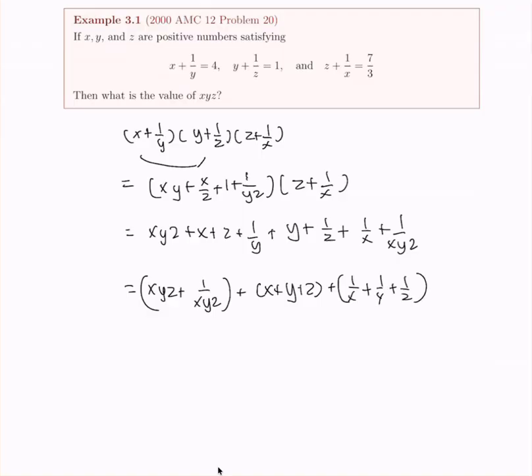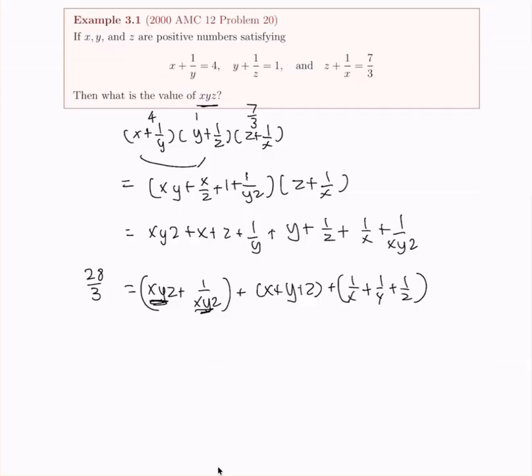And what motivated us to multiply all of these is once again the reciprocals, because they always cancel out. So we see that we have what we want here, xyz, right here. And when we multiply these, we knew that this is equal to 4, this is equal to 1, and this is equal to 7 over 3. So if we multiply that, that's 28 over 3. So we can write 28 over 3 on this side.